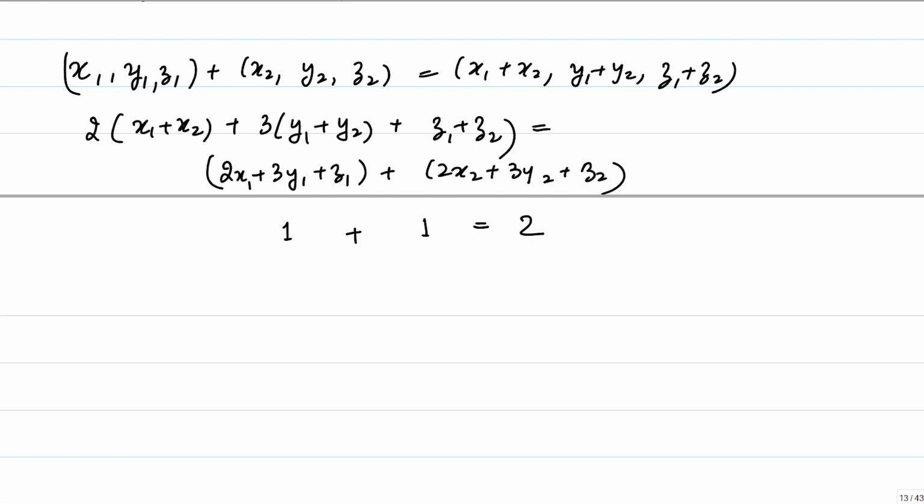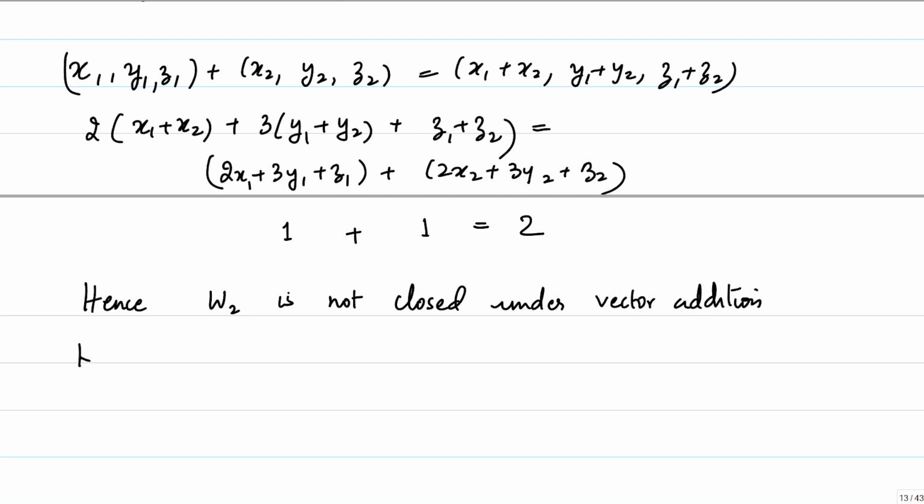But what was our requirement? Our requirement was that for this vector, if you look at 2 times the first coordinate plus 3 times the second coordinate plus the third coordinate, we should have got 1 for it to be in the subspace. Here we are getting 2, and therefore this vector sum is not in W2. W2 is not closed under vector addition. So W2 is not a subspace.